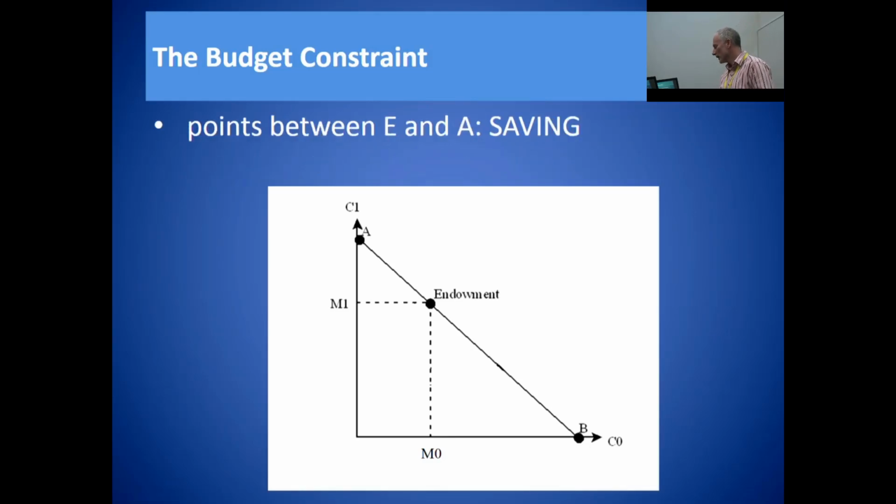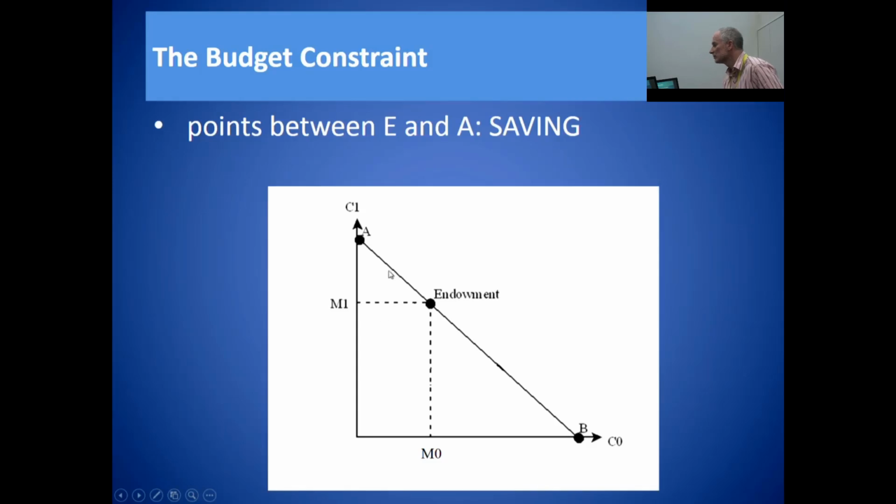Now, if we were at point E, what would it mean? If we're at point E, it means that the consumer has a current income of M0, and he would choose to consume M0 in the present. So whatever he has, he spends. But what I want you to think about is what it would mean if we moved from the endowment point up the budget constraint towards point A. As we trace along this budget constraint, what's happening to current consumption? If you move up the budget constraint, current consumption is falling.